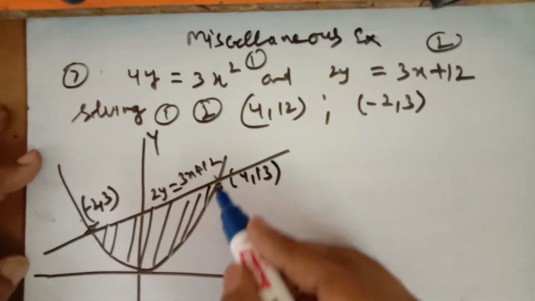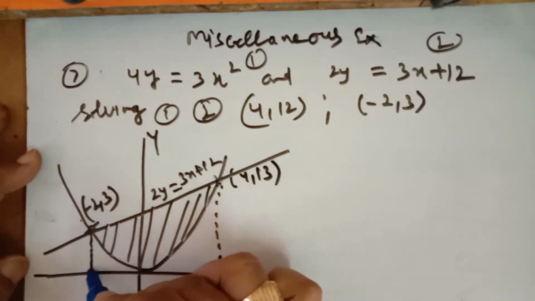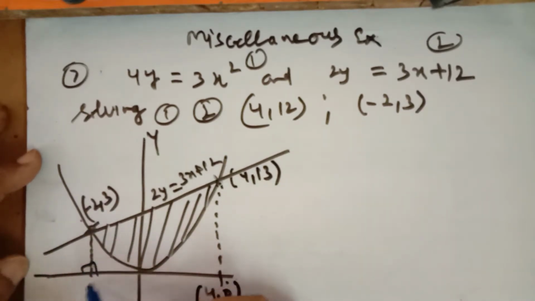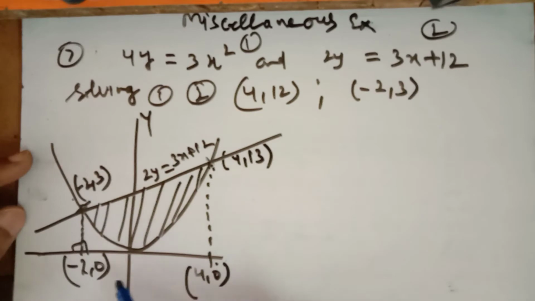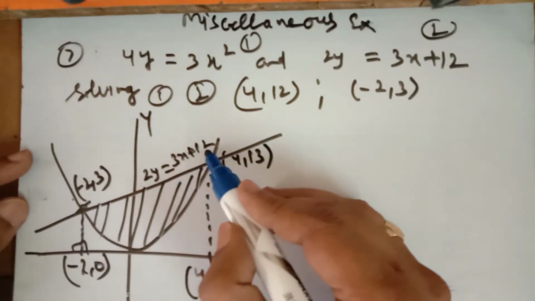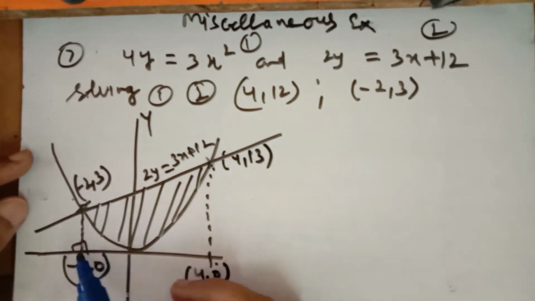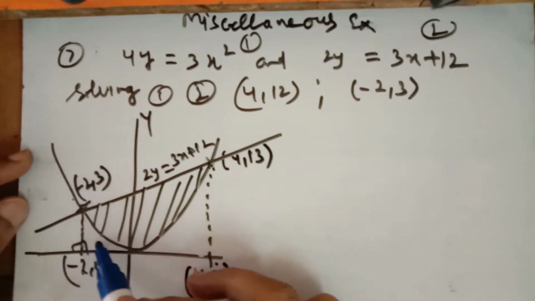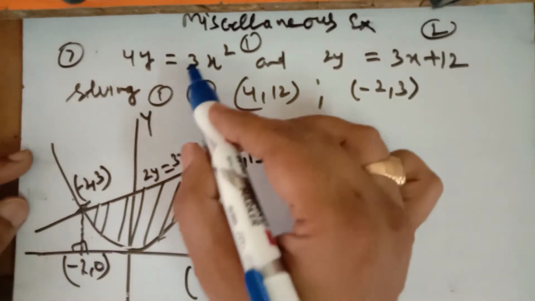As usual, when you draw a perpendicular on the x-axis, the coordinate of this point will be (4, 0), and the other perpendicular on the x-axis gives the point (-2, 0). As you are seeing, when you integrate the line 2y = 3x + 12 from -2 to 4, you will get this total area. And you are getting this area as extra, which is touching the curve, that is the parabola.